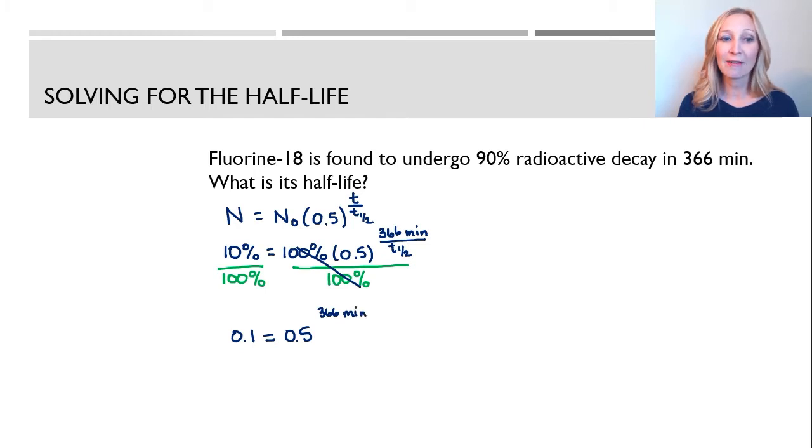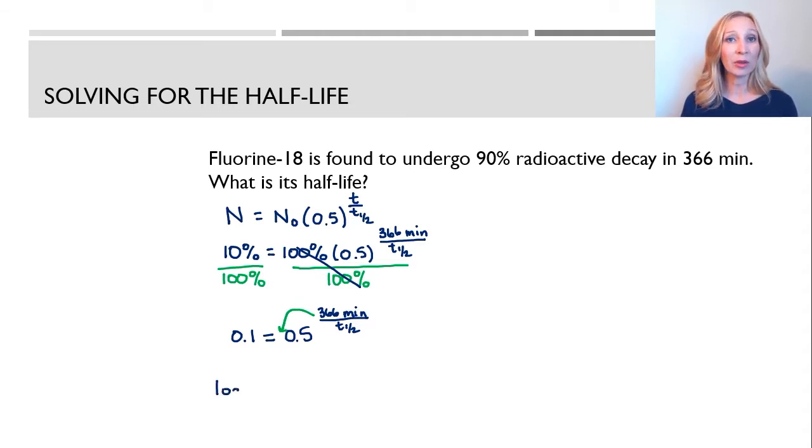over T1/2. So how do I get rid of that exponent? How do I move that exponent down into a workable space? Well, you have to do something that's the opposite of an exponent. And the operation that is the opposite of an exponent is a logarithm. So what that will do is move my 366 minutes over T1/2 to the outside, and now it'll be just a fraction that's multiplied by this. So I have to take the log of both sides in order to do that.